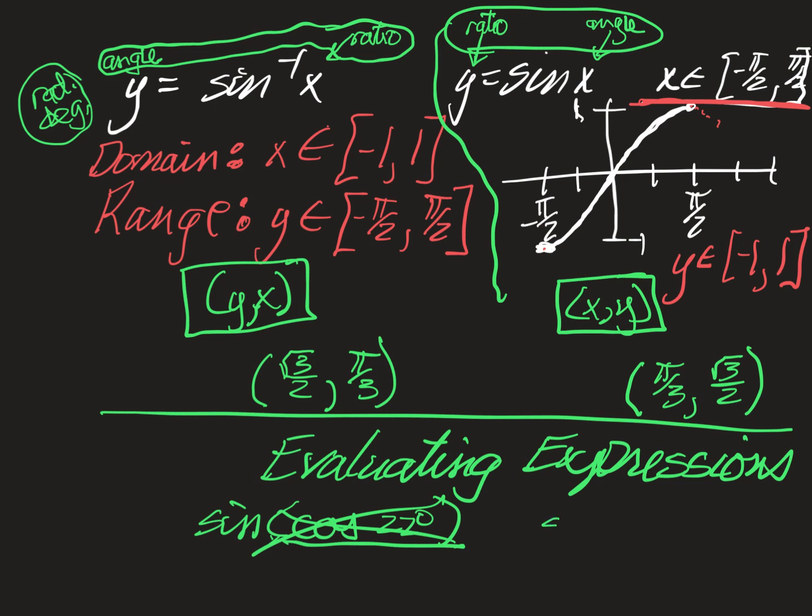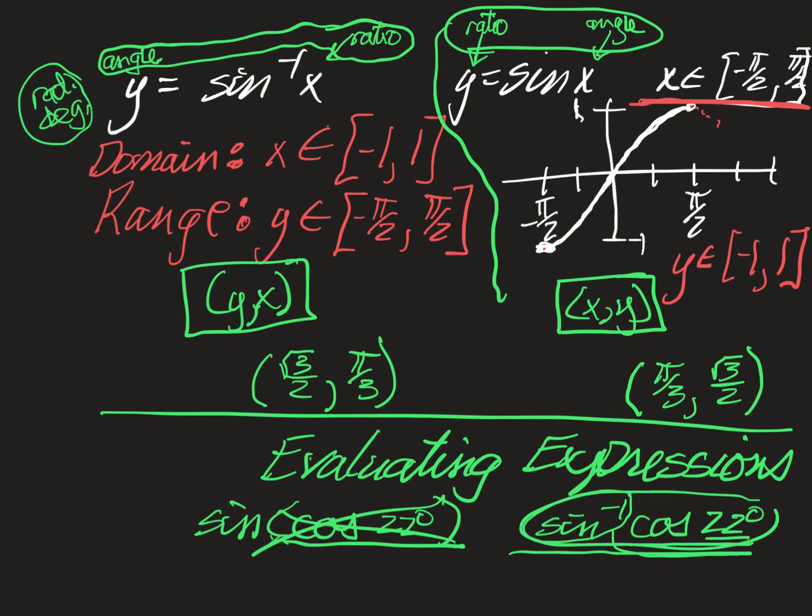However, you could do something like find the inverse sine of cosine of 22 degrees. Because here's an angle. When you take the trig function, it's a ratio. And then you can take the inverse trig of a ratio, and that'll take you back to an angle. Okay? And so these are the kinds of expressions we're going to work with. So let's go to the next slide and start to look at that.